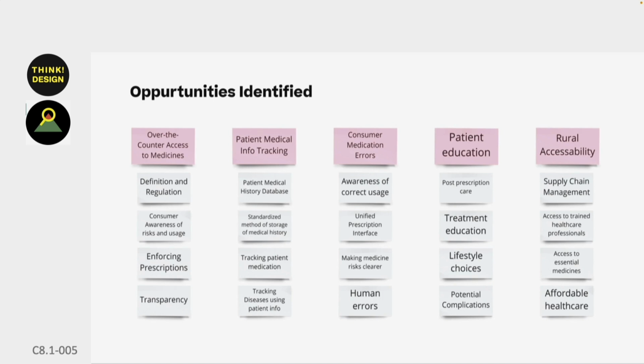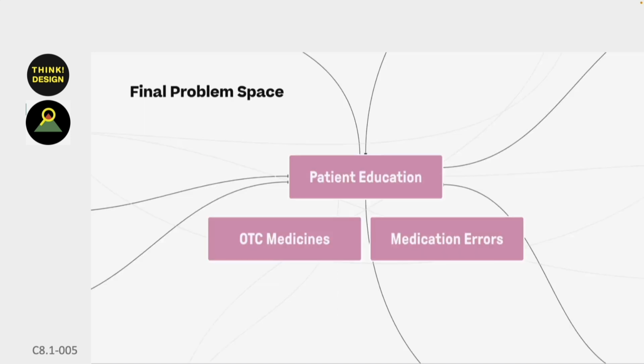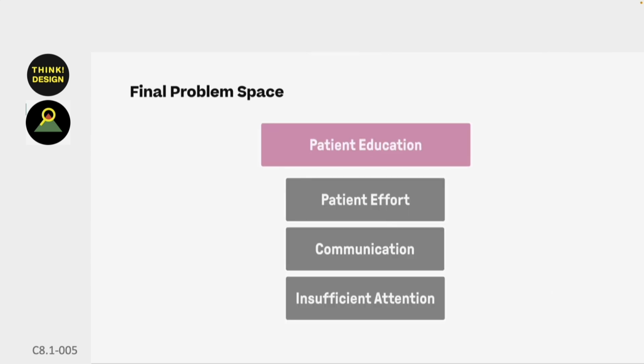Of these 5 broad problem areas of OTC access to medicines, patient medical info tracking, consumer medication errors, patient education and rural accessibility, we felt that patient education had the most scope for intervention, and it was also well connected to the other problem areas, so it showed promise as a broad system level solution. Within patient education, we identified 3 major areas.